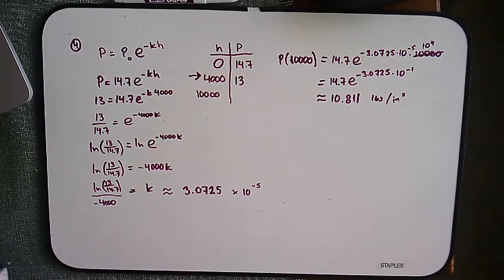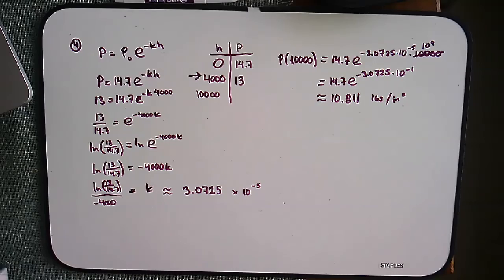So just to ballpark our results here, at sea level, we have an atmospheric pressure of just under 15 pounds per square inch. At 10,000 feet, 10.8 pounds per square inch. That's about 2/3 the pressure that you'd experience at sea level.